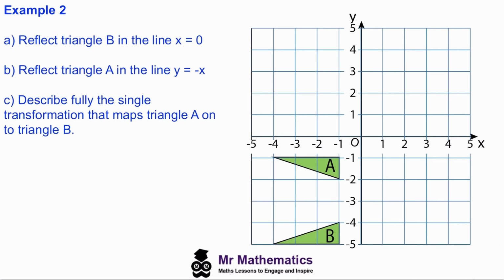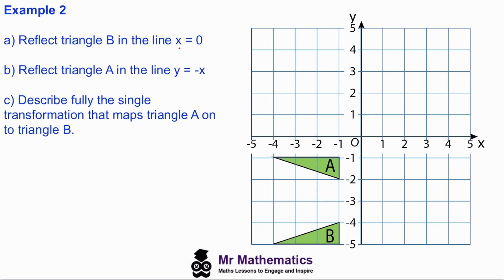So in our exam style question, we're asked to reflect triangle B in the line x equals 0, and then to reflect triangle A in the line y equals negative x. And then for part C, to describe fully the single transformation that maps triangle A onto triangle B. So if you want to try this question yourself, you can pause the video, and when you come back, we'll go through the solution. Okay, so welcome back if you're ready to go.